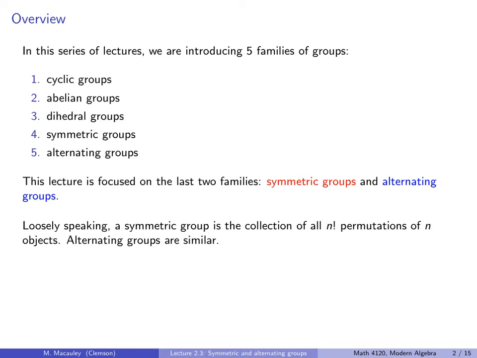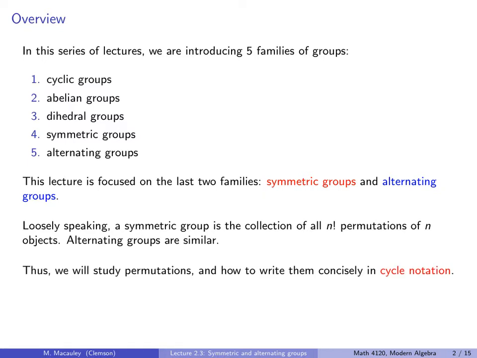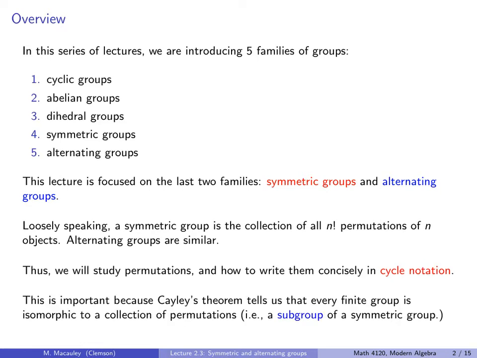Loosely speaking, a symmetric group is the collection of all n factorial permutations of n objects. Alternating groups are related to this, but I won't describe it explicitly now. Thus, we will study permutations and how to write them concisely in cycle notation. This is important because Cayley's Theorem, which is the topic of the next lecture, tells us that every finite group is isomorphic to a collection of permutations, i.e. a subgroup of a symmetric group.